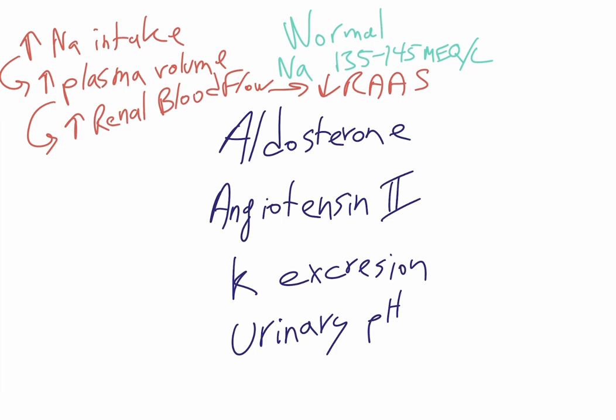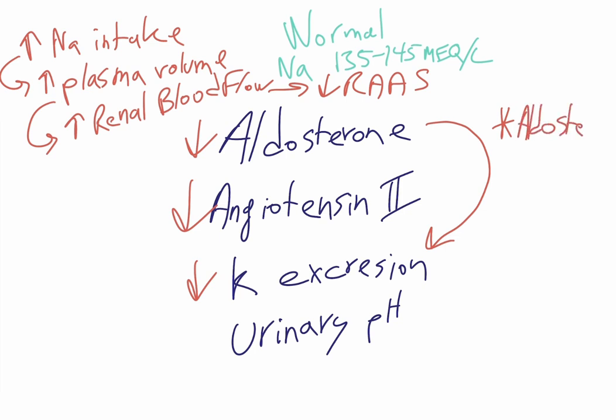This suppresses the RAAS. Renin is released by juxtaglomerular cells in response to low renal perfusion. This is suppressed when renal blood flow increases. Since renin is down, angiotensin II would in turn also be down, just as aldosterone would also be down. Now, as far as potassium excretion, aldosterone promotes potassium secretion in the distal nephron. With less aldosterone, less potassium is excreted. So potassium excretion is decreased, not increased.